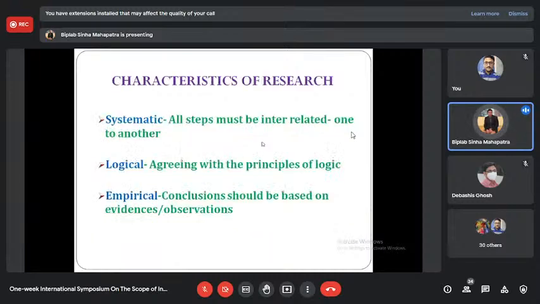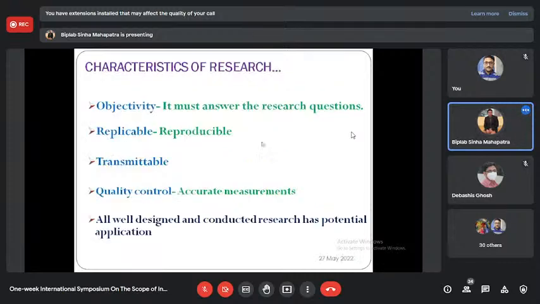Now, characteristics of research: there are three types of characteristics: systematic research, logical research, and empirical research. I think you are all aware of these things. Now, in this case, we will make the objective. It must answer the research question, meaning whenever you have completed your research, it will give you the answer. And replicable means reproducible, transmissible, and quality control.